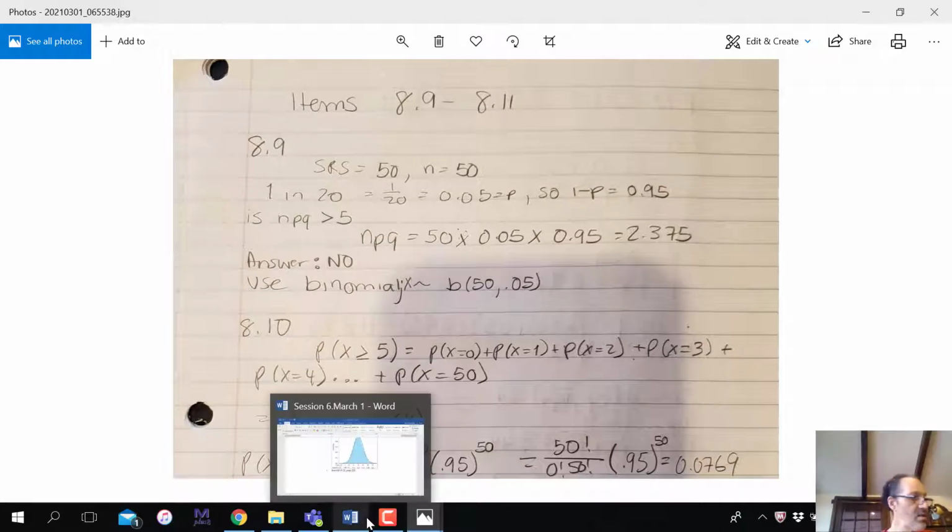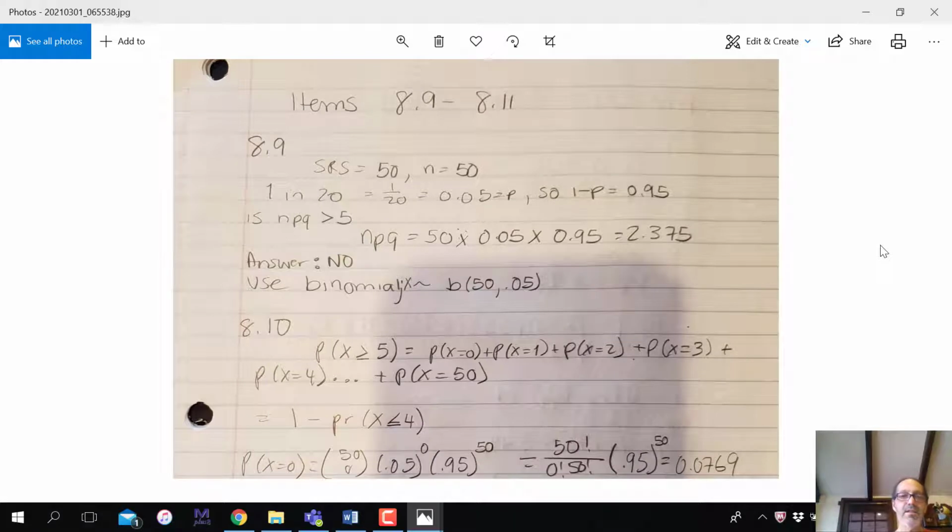So let's start here. Let's go to item 8.9, which can be found on page 191 of your textbook. Pediatric asthma survey, n is equal to 50. Suppose that asthma affects 1 in 20 children in the population. You take an SRS, a simple random sample, of 50 children from this population. Can the normal approximation of the binomial be applied under these conditions? If not, what probability model can be used to describe the sampling variability of the number of asthmatics?